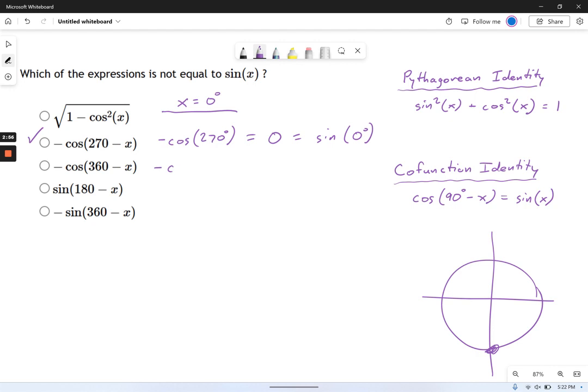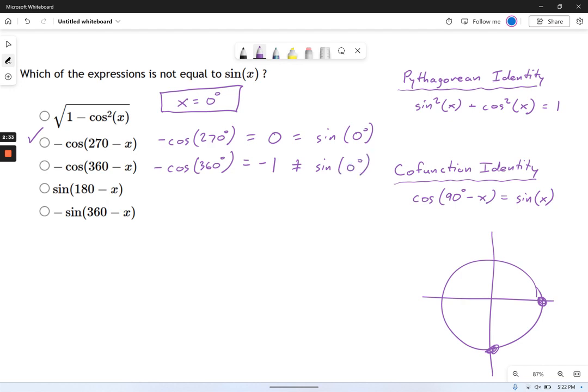Let's try this next one. Negative cosine of 360 degrees minus 0, because that's what we're saying x is, remember? We're just doing a test here, x equals 0. So what's cosine of 360 degrees? Well, cosine 360 is over here. So the cosine of 360 is 1. That means this is going to be negative 1. Now that is not equal to sine of 0 degrees.